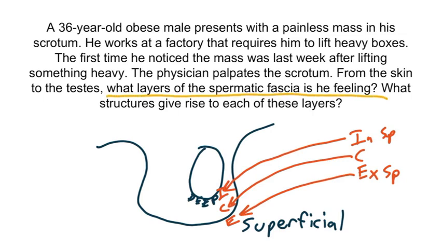The next question, though, asks what structures give rise to each of these layers. This is where the tie comes in, T-I-E. And the E is easy because it's the external oblique muscle. And the cremasteric muscle and fascia comes from the internal oblique muscle. And the internal spermatic fascia comes from the transversus abdominis muscle. So this is why it's important to know IceTie. And that answers our question.